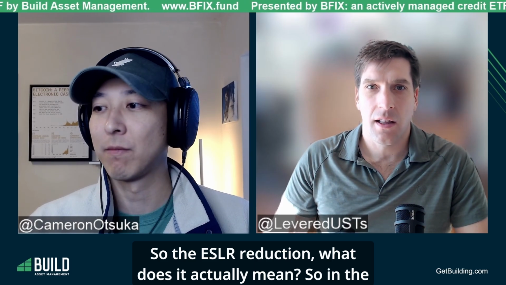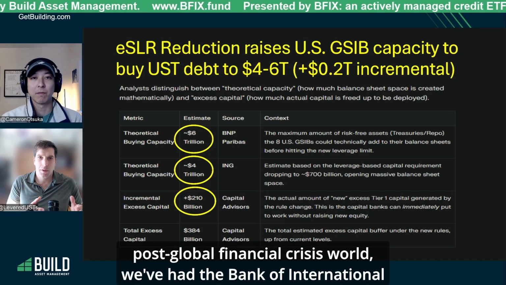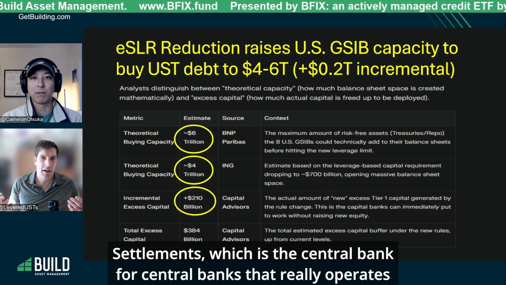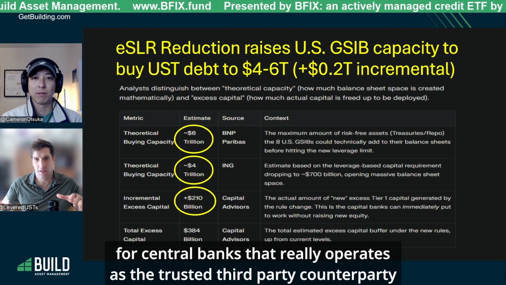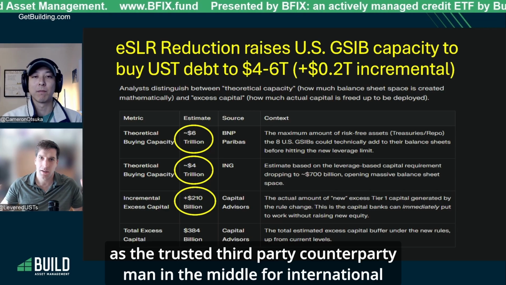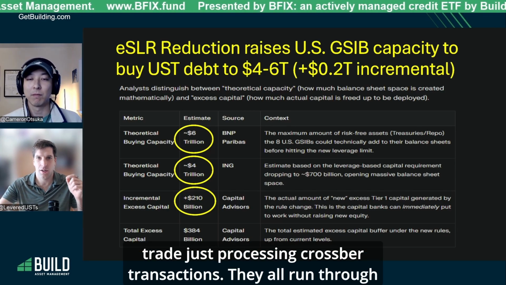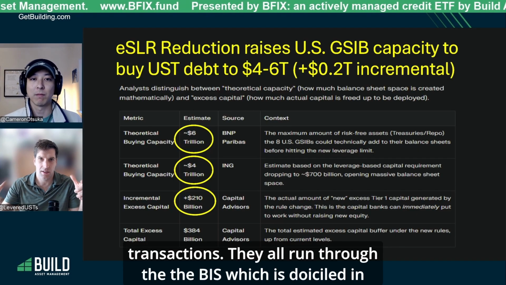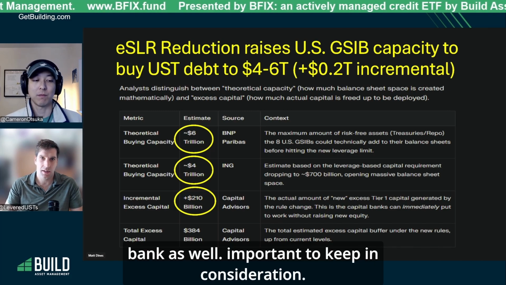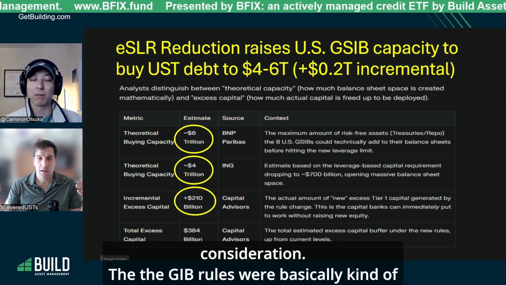So the ESLR reduction, what does it actually mean? In the post-global financial crisis world, we've had the Bank for International Settlements, which is the central bank for central banks that really operates as the trusted third-party counterparty, the man in the middle for international trade, just processing cross-border transactions. They all run through the BIS, which is domiciled in Switzerland. It's a private foreign bank as well, important to keep in consideration.